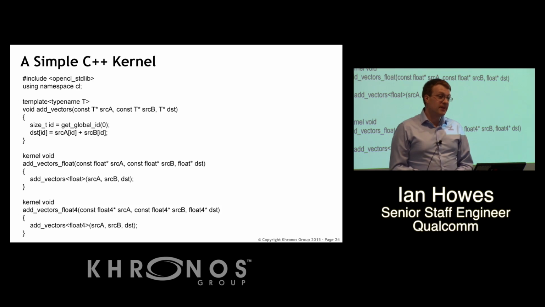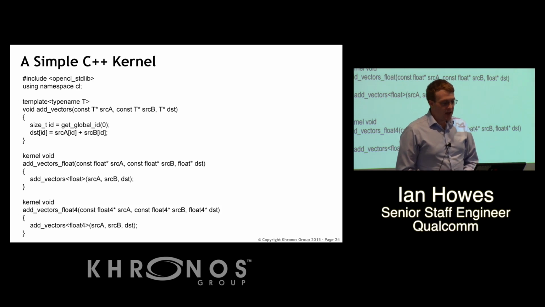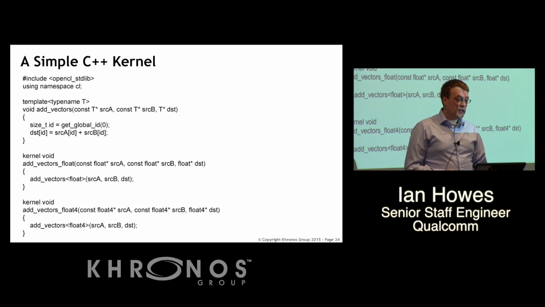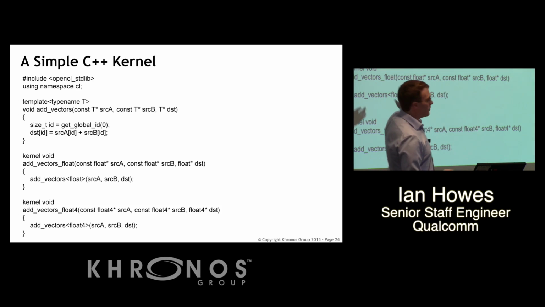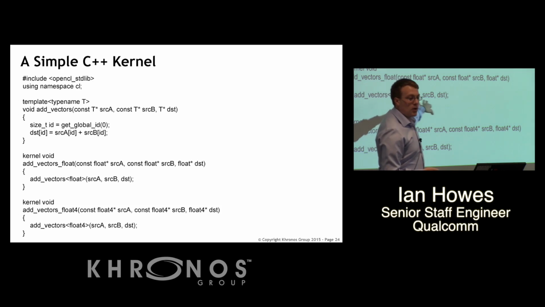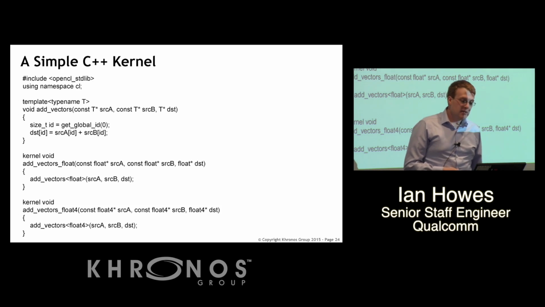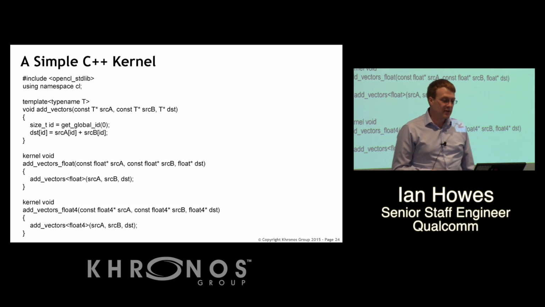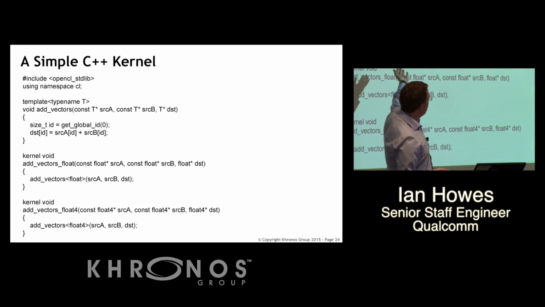So just a simple example of a C++ kernel is exactly what you'd expect. We have kernels marked with a kernel keyword just like before, but we can template calls to this other function so that it's specialized on the type. That's obviously the most trivial example of doing this. But you can see that this add vectors function is templated on two different types, one the scalar float and one the vector float.